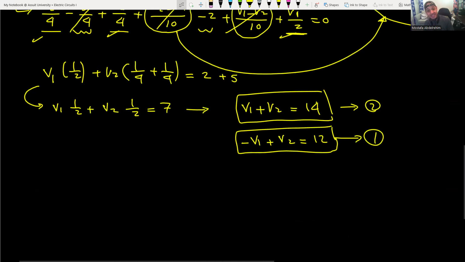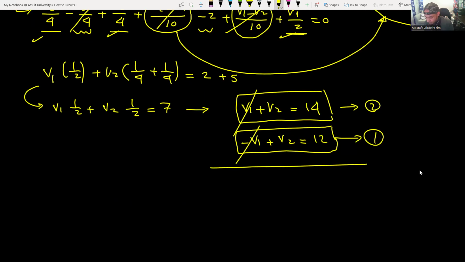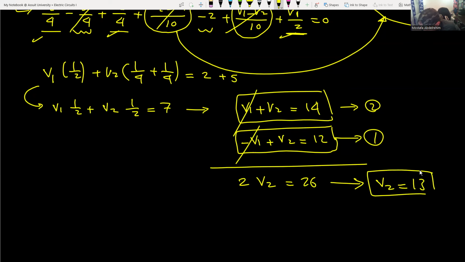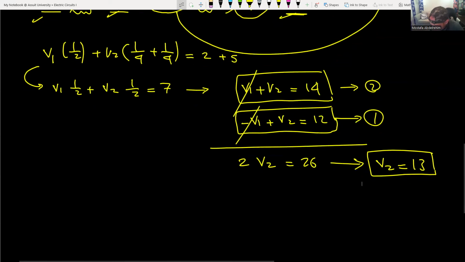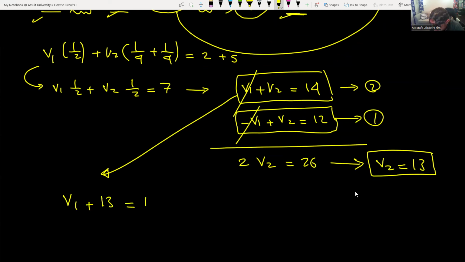Now, if we add them together, V1 will be cancelled. So if we add them, this guy will go with this guy. So we end up with 2V2 equal to 12 plus 14, which is 26, divided by 2. So Mr. V2 is equal to 13, my friend. 13 volts. Now, good. Let's take this equation here. V1 is unknown still, V2 is 13, equal to 14. So V1 is equal to 1 volt.